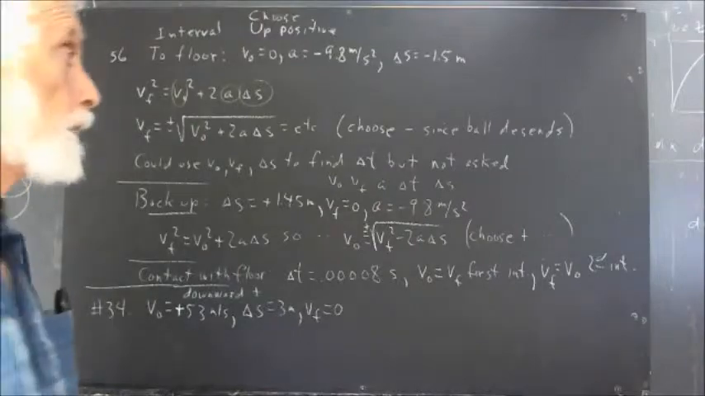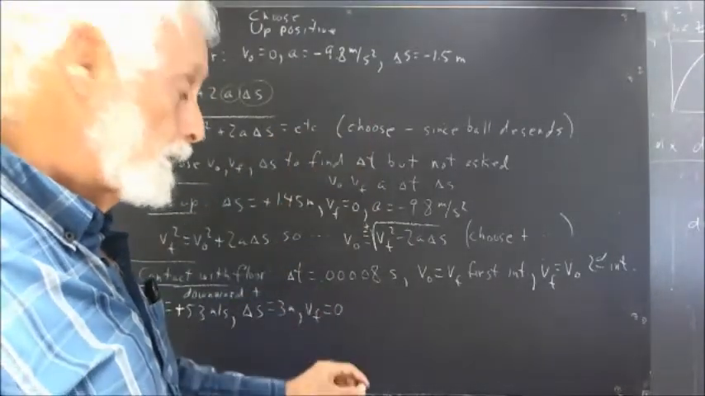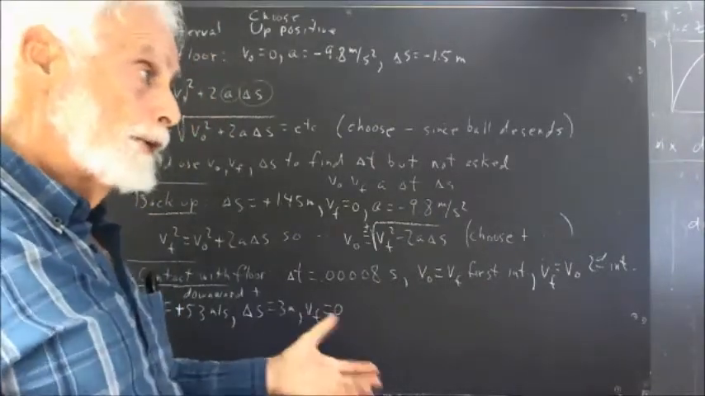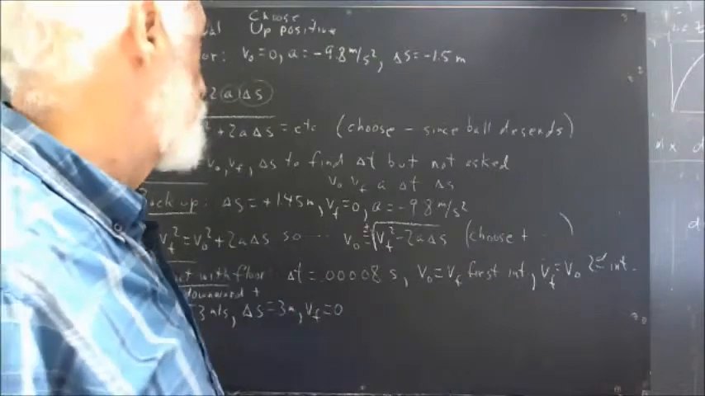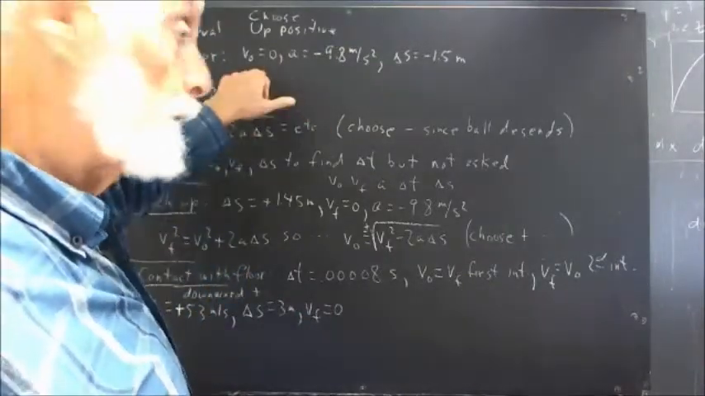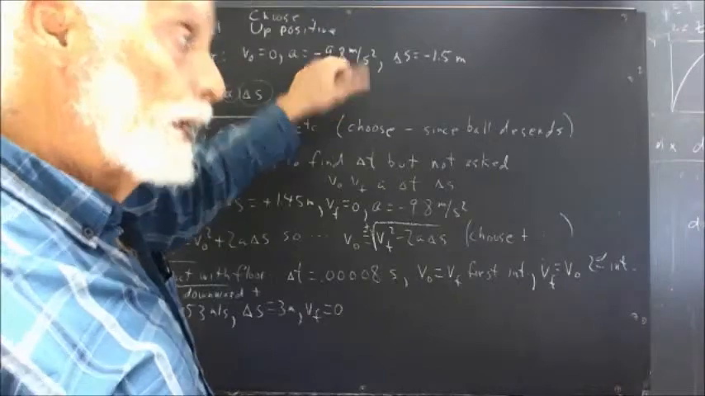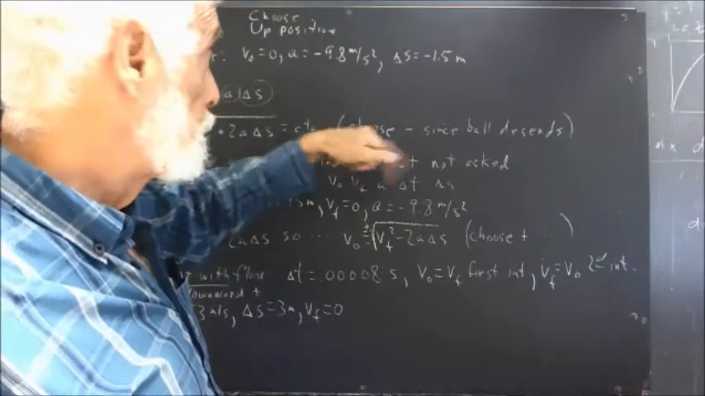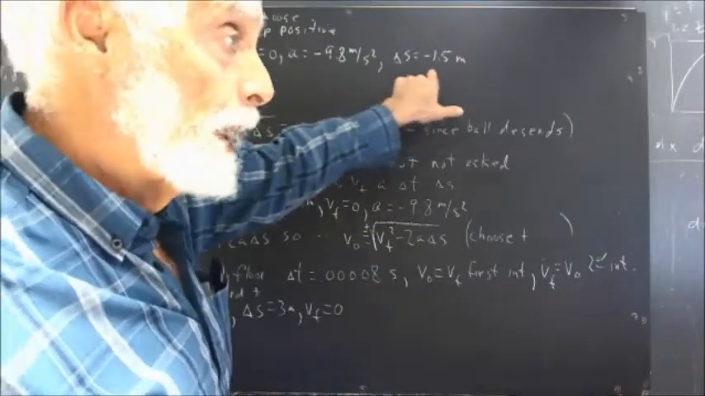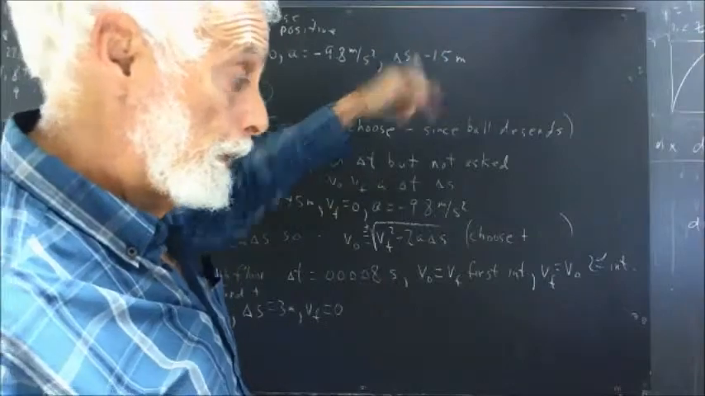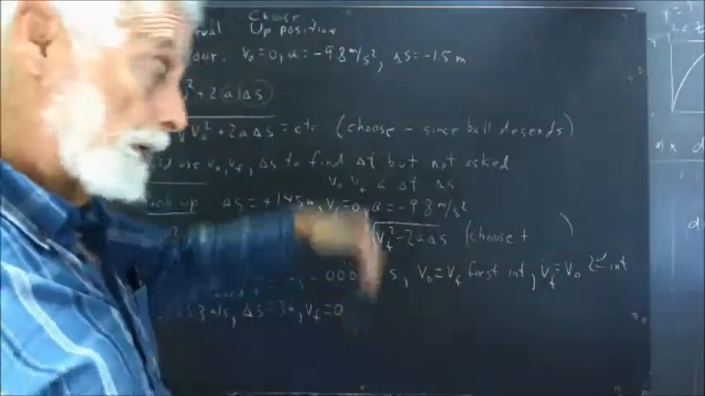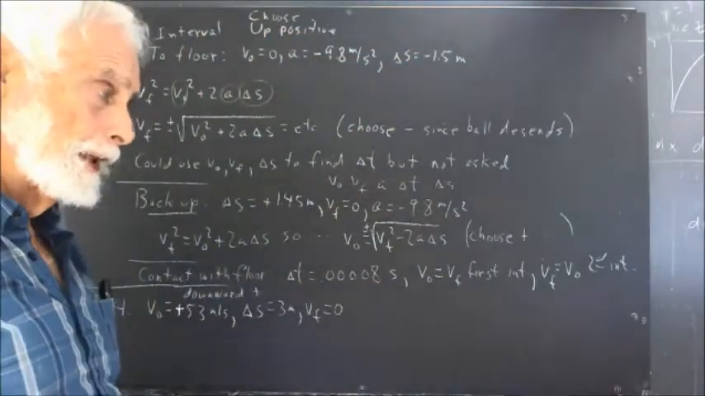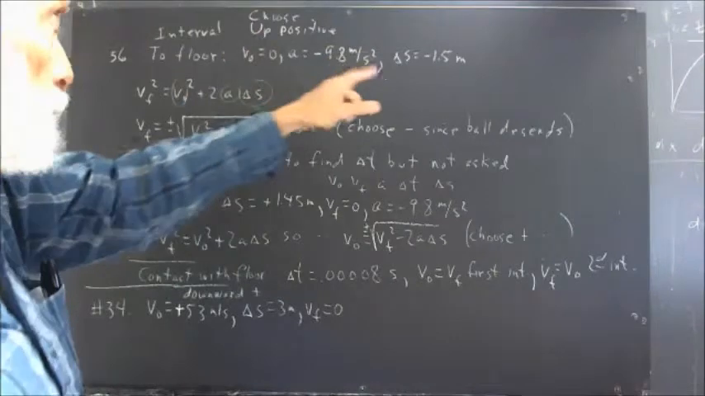So from, again, release to first contact with the floor, before it's had a chance to slow down due to the acceleration it gets in contact with the floor, initial velocity is going to be zero. Acceleration is negative 9.8 meters per second squared, since up is positive and gravity pulls down. And displacement is negative 1.5 meters, because from here to here is a downward displacement, and since up is positive, that makes that downward displacement negative with this choice.